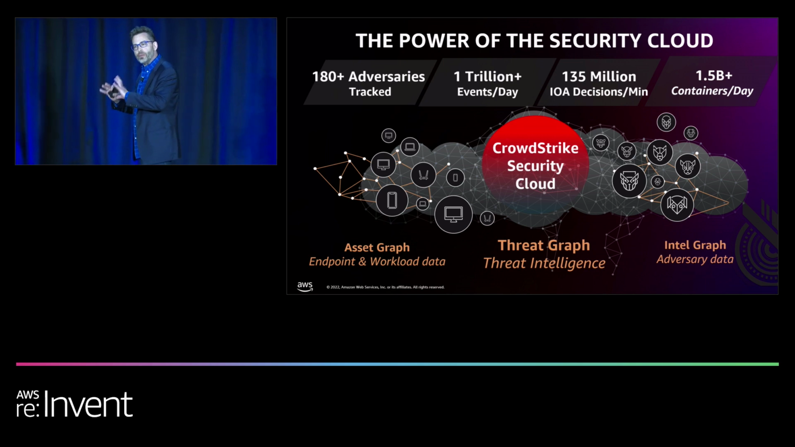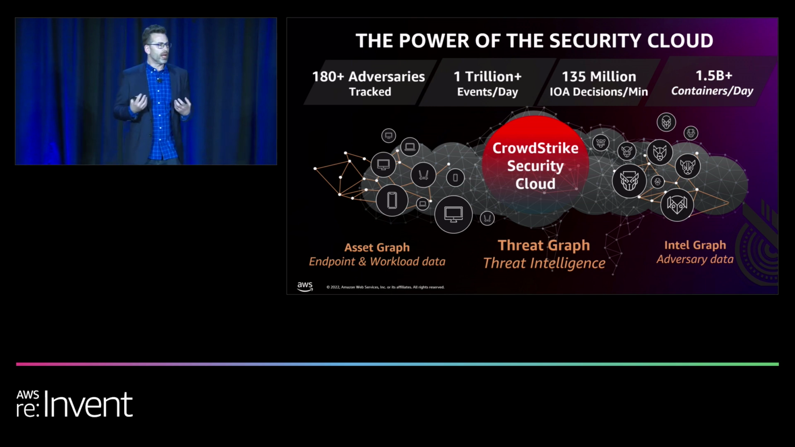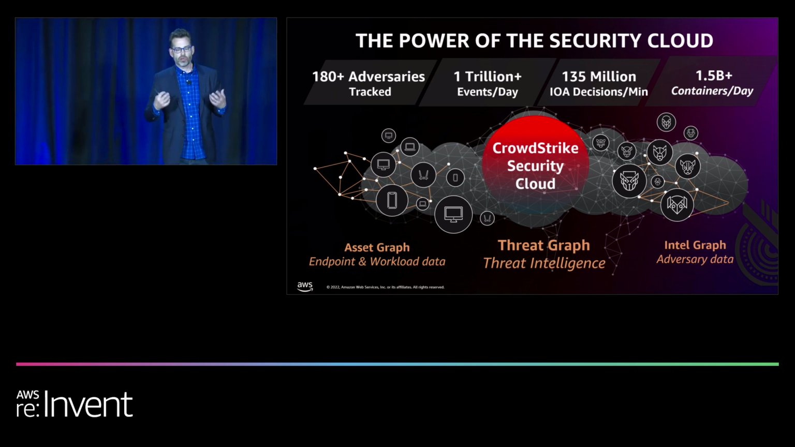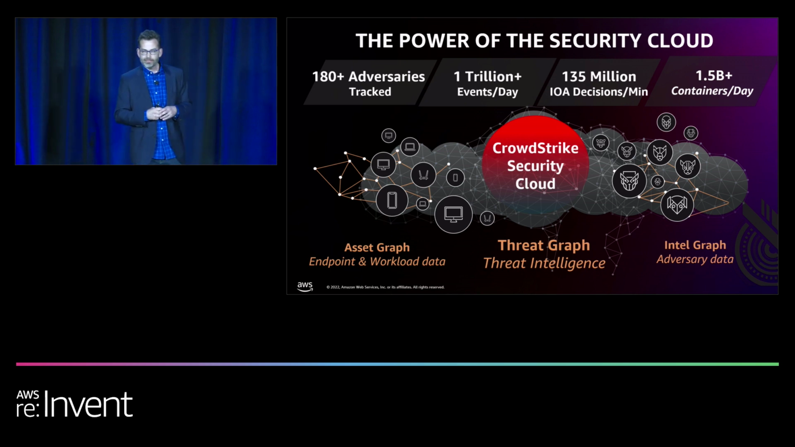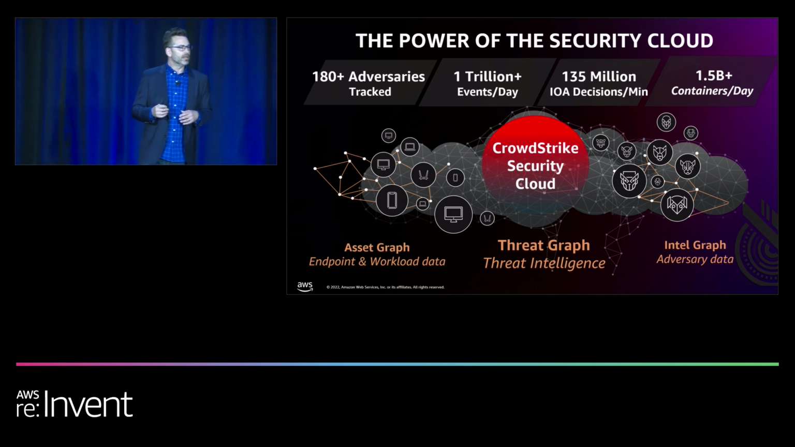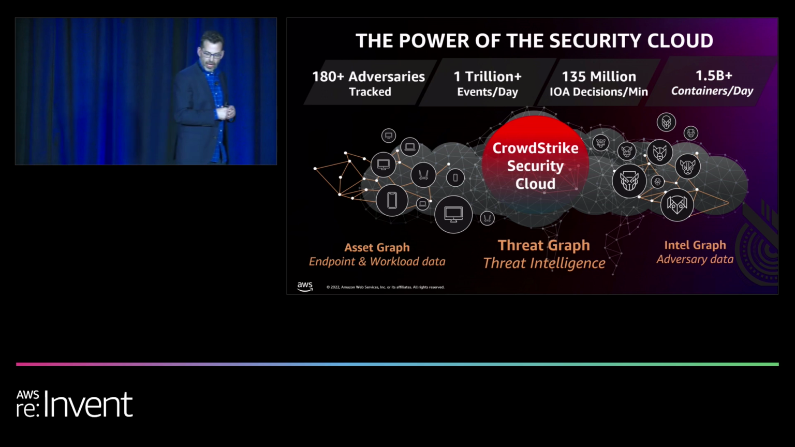And anything that happens in any one customer is immediately brought into the threat graph and is used to make decisions for all customers and protect all customers. This is where the crowd in CrowdStrike comes from. We crowdsource that data. And this enables us to make 135 million indicator of attack decisions per minute and protect 1.5 billion containers per day.